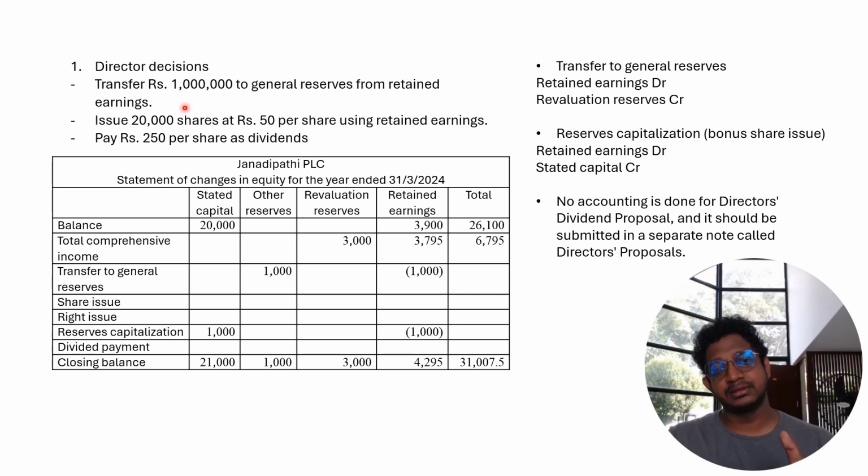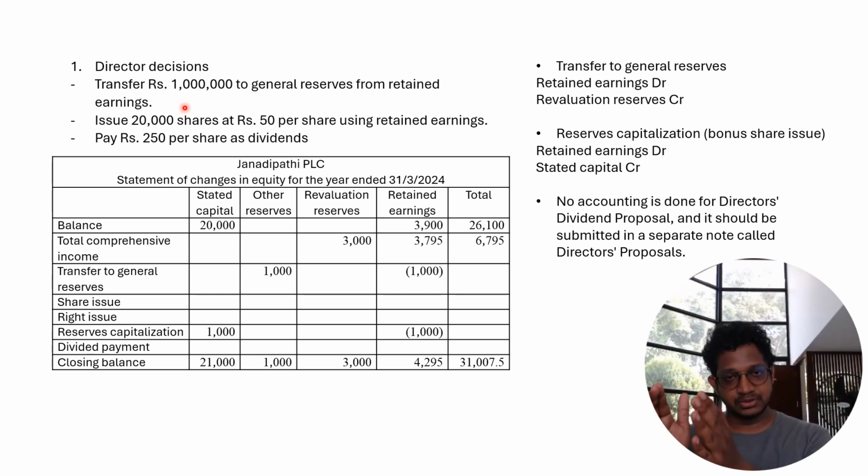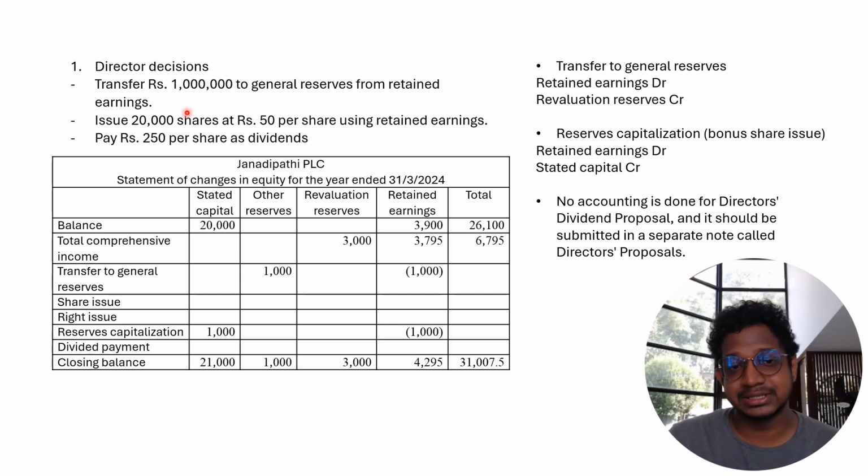So in both these transactions, the total of the equity doesn't change. Because in the first one, one component goes down and one goes up, so the total is not changing. And in the second one, the bonus share issue, retained earnings goes down and stated capital increases. Both are equity components. One equity component goes down and one goes up, so the total is not changing because of the reserves capitalization and transferring to the general reserves.